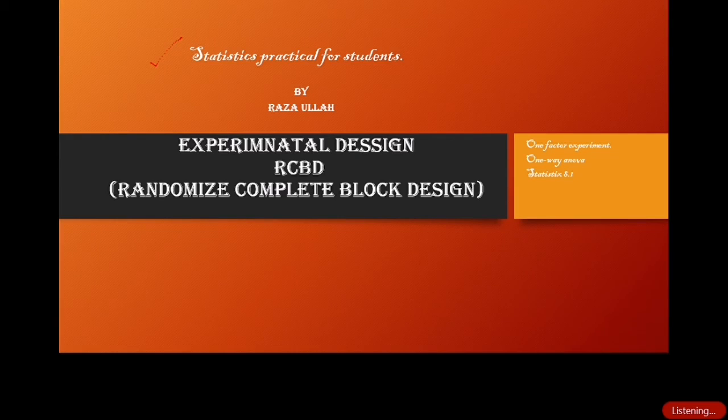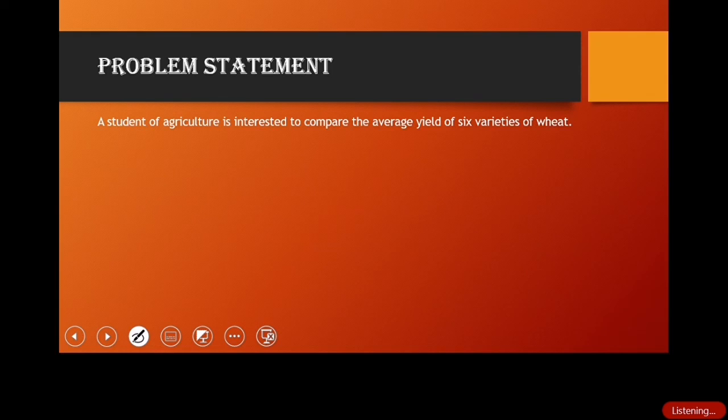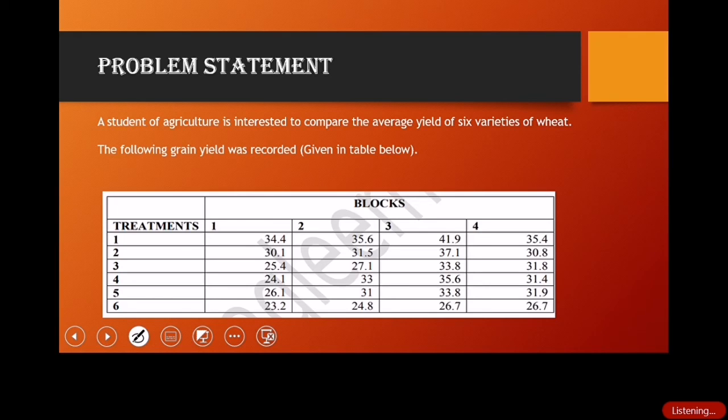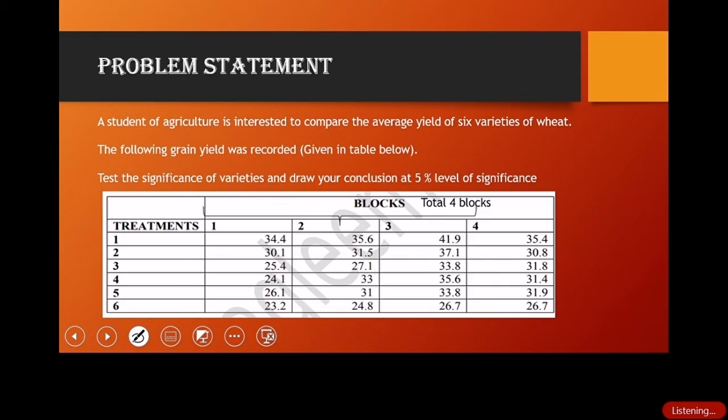In this tutorial, I will discuss how to perform ANOVA for an experiment having a randomized complete block design by using Statistix 8.1 software. Problem statement. A student of agriculture is interested to compare the average yield of 6 varieties of wheat. The following grain yield was recorded, given in the table below. Test the significance of varieties and draw your conclusion at 5% level of significance.